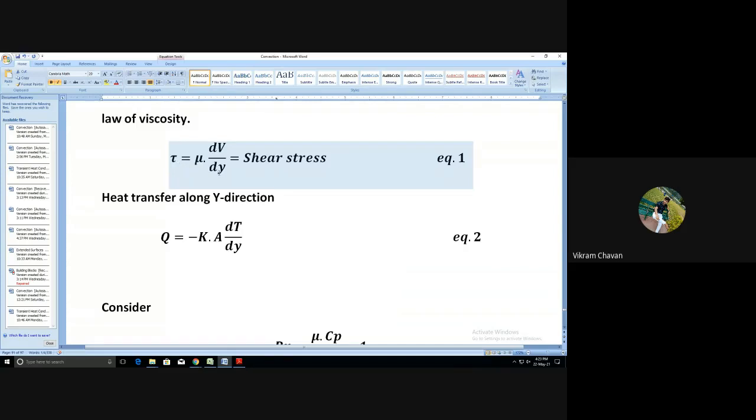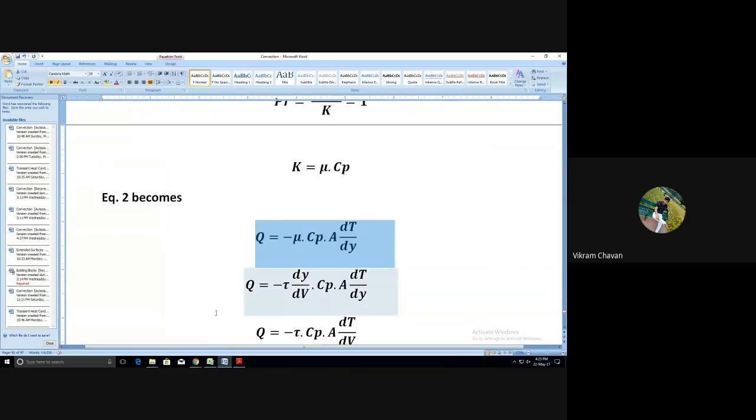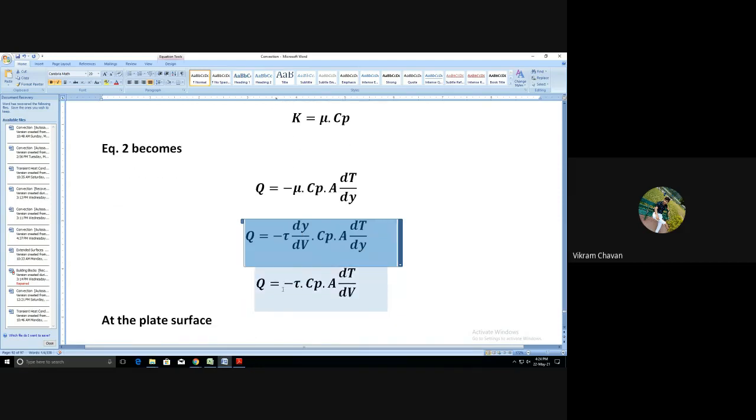Tau multiplied by dy divided by dv. So we have to put this mu equation into the heat transfer equation, as q is equal to minus tau multiplied by dy divided by dv, multiplied by cp, multiplied by A, multiplied by dT divided by dy. Now dy will be cancelled. Numerator dy and denominator dy will be cancelled, and we'll get q is equal to minus tau multiplied by cp multiplied by A multiplied by dT divided by dv. Okay, dT divided by dv.